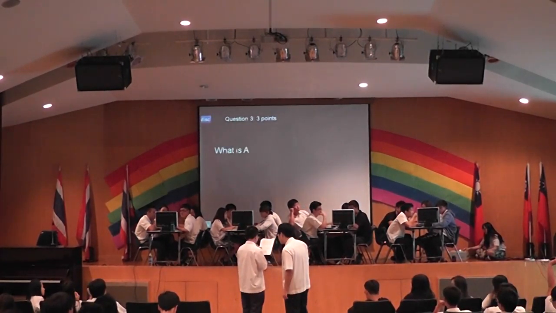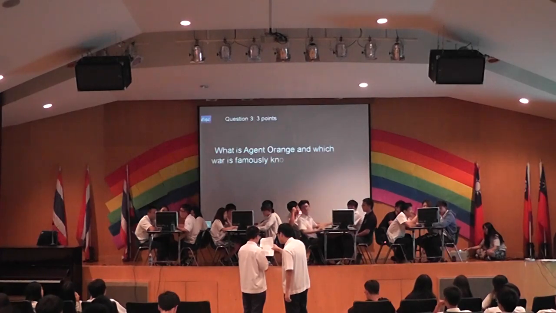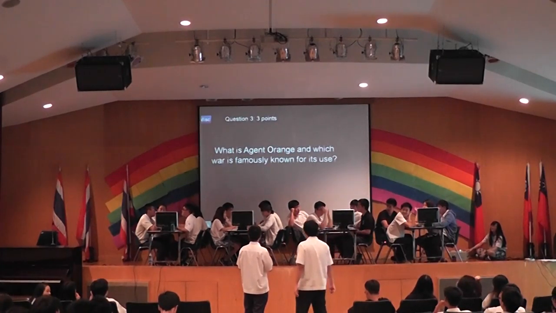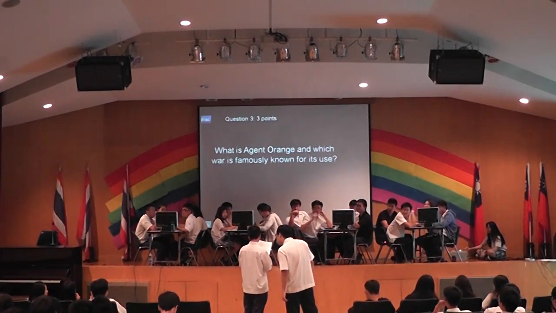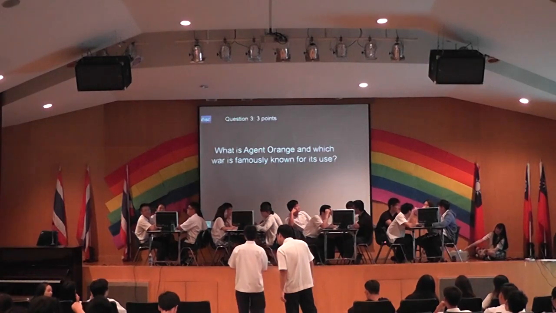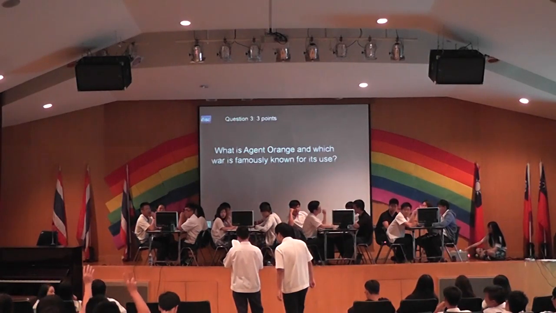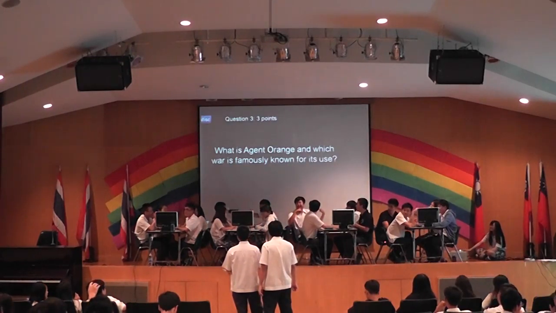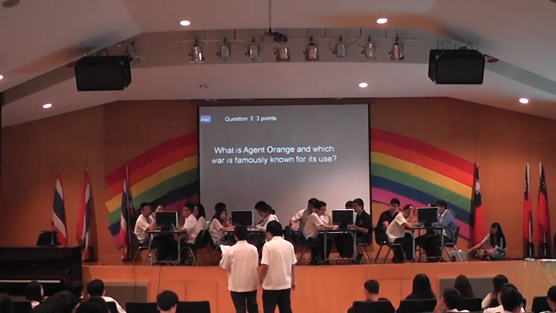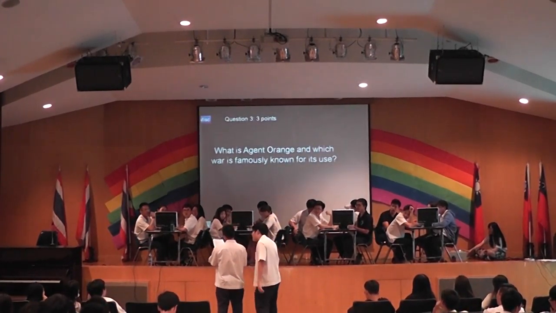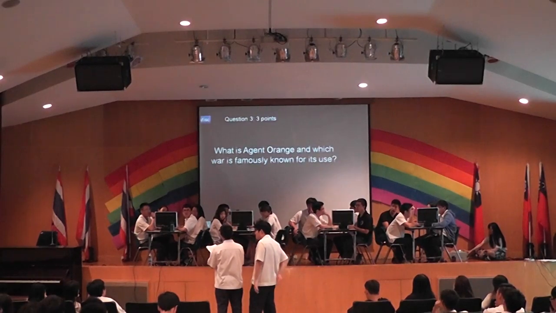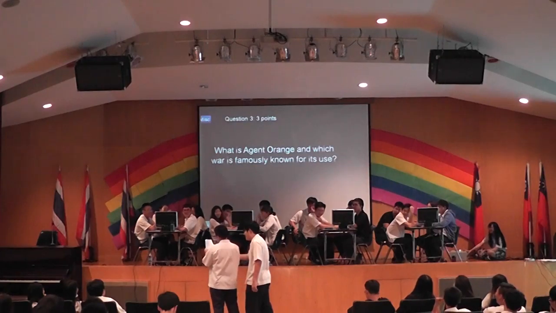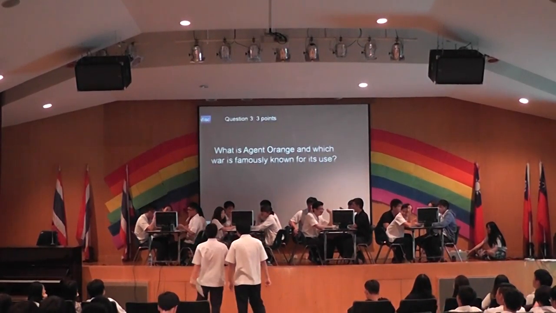What is Agent Orange, and which war is famously known for its use? World War One. That is incorrect. Team 1. Is it the Vietnam War? What is Agent Orange? A type of poisonous gas, maybe. Acceptable, that is correct.